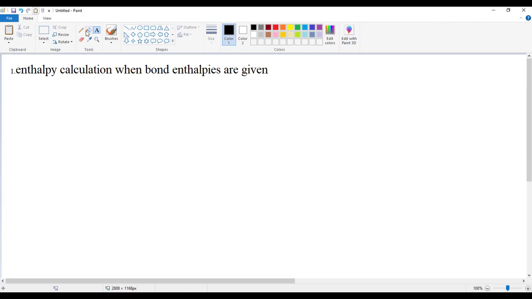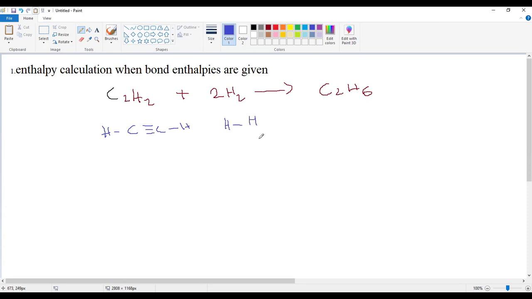So I will take a reaction: C2H2 is reacting with hydrogen. I am writing the balanced reaction, giving C2H6. When bond enthalpies are given, you must have an idea about the Lewis structure. So we will draw the Lewis structure for each compound, because each bond's energy will be given for you. 2 carbons and 6 hydrogens.